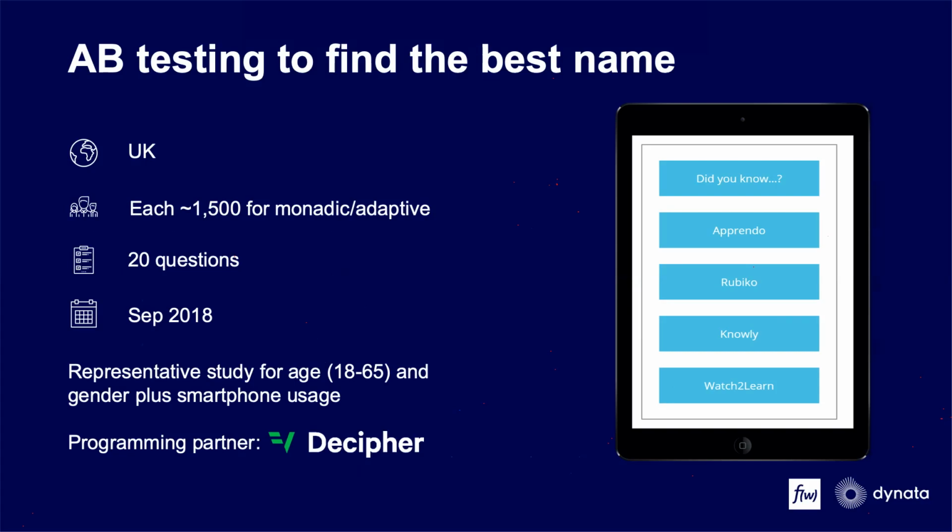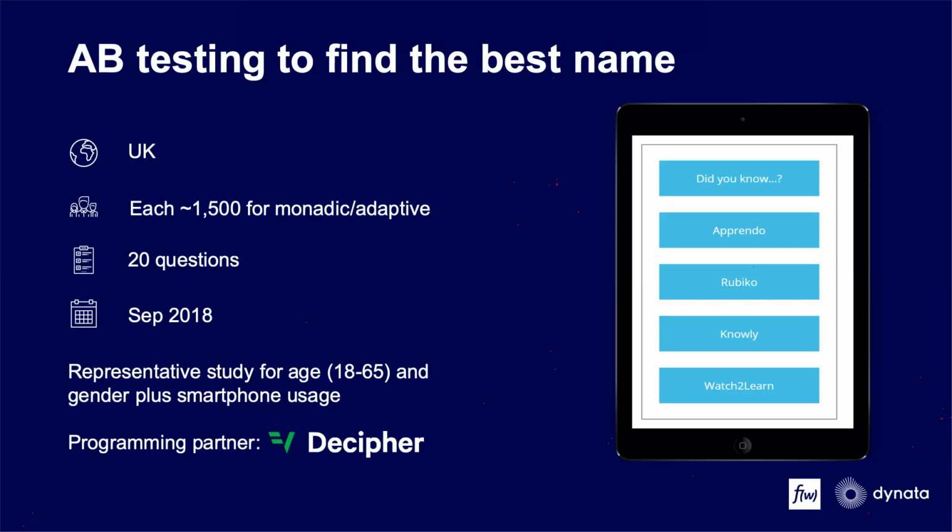And the concept was explained on screen with the names tested, the ones you can see here on the right. And they were called Did You Know, Apredo, and so forth. So looking specifically at the UK, we asked 20 questions regarding the name and conducted online fieldwork during September 2018 with a representative sample of adults aged 18 to 65, 1,500 respondents for the monadic test and 1,500 for the adaptive test. And the samples were matched all the way through the survey, so we ended up having a steady flow. So there was no decision made until a significant number of samples was done.